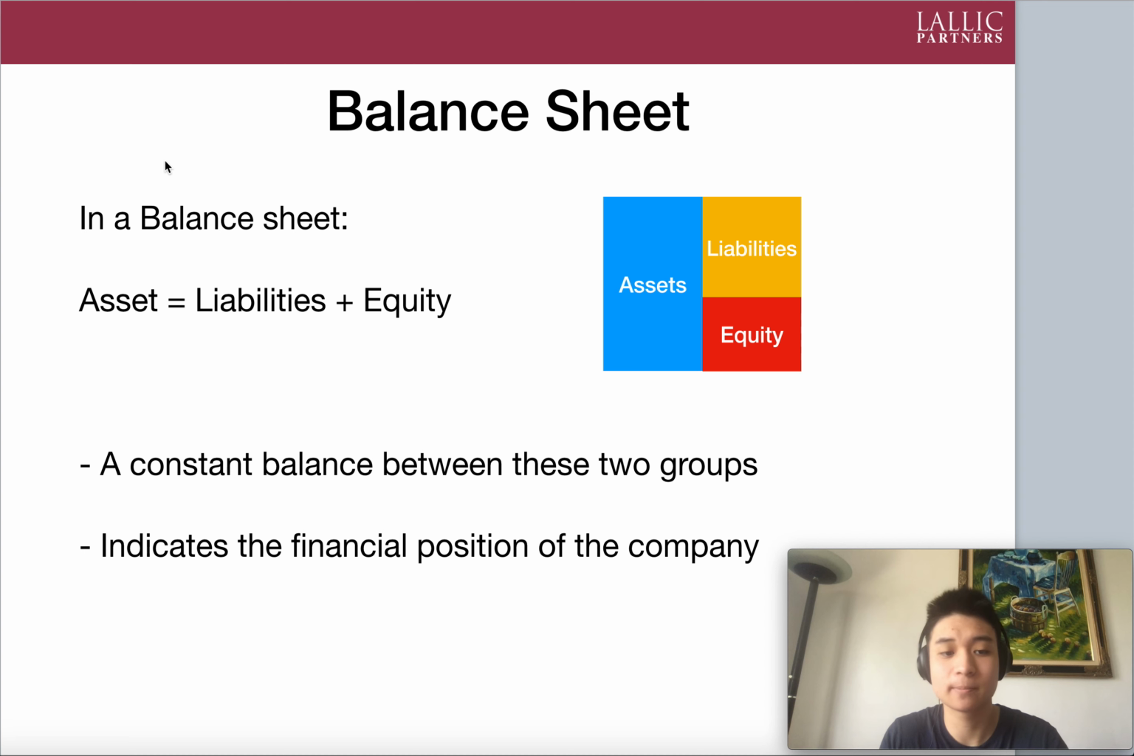So in a balance sheet, assets always equal liabilities plus equity. It is called a balance sheet because of this definition. There's always a constant balance between the two. And balance sheets are useful because they indicate the financial position of the company.